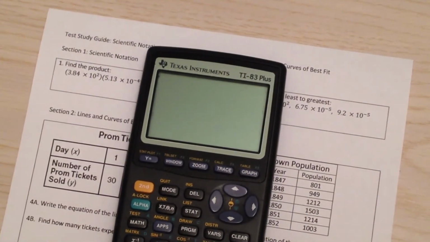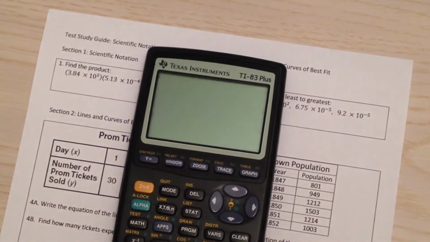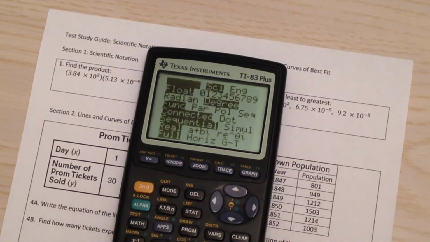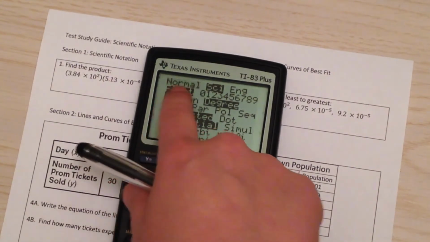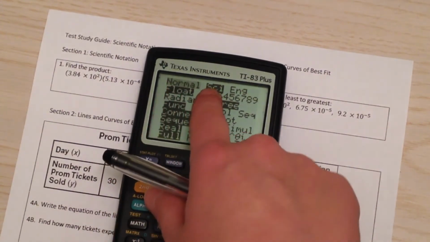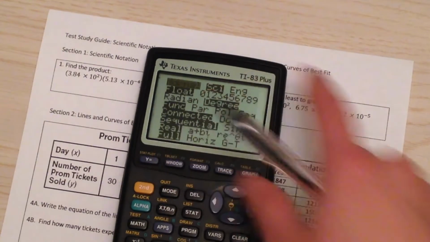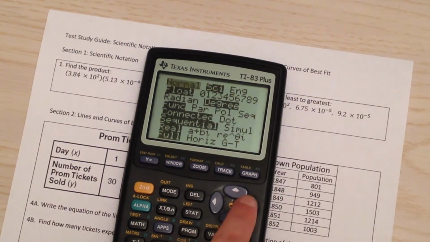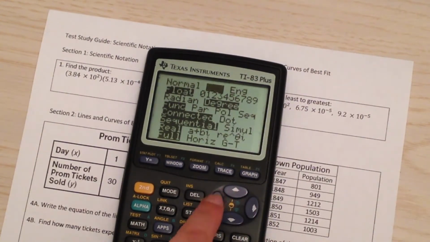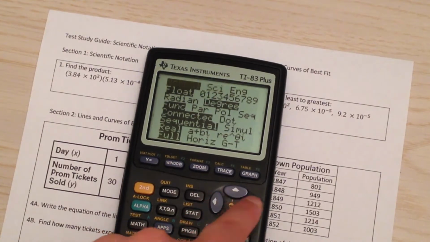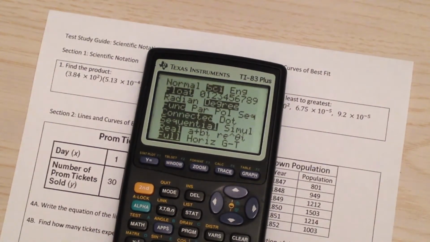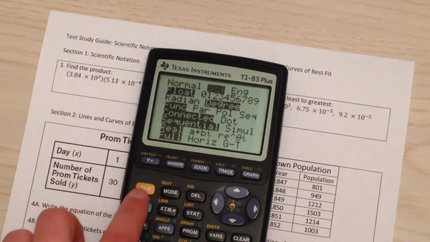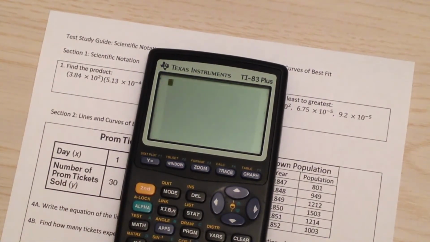And make sure that it is in scientific notation mode. That means turn it on and hit your mode. If the normal is highlighted, then it's going to give you normal numbers, but if the scientific notation is highlighted, then it's going to spit it out in scientific notation. So to change that, all you have to do is move your little cursor around and hit enter over the one you want. So I want scientific, so I'm hitting enter over that one. Alright, so now let's hit second mode again to get out of that window.